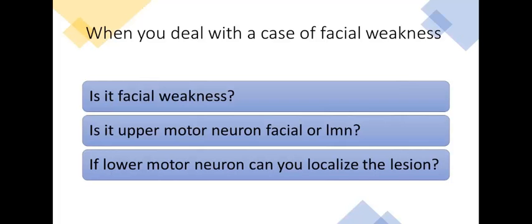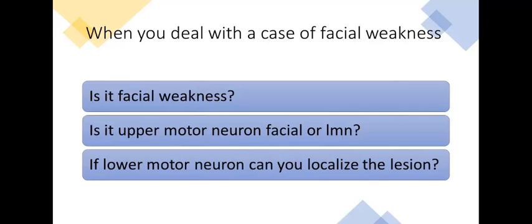When you are confronted with a case of facial weakness, you have three questions to answer. Number one, is it a facial weakness? Number two, is it upper motor neuron or lower motor neuron facial weakness? Number three, if lower motor neuron, can you localize the lesion? So, number one, is it facial weakness?